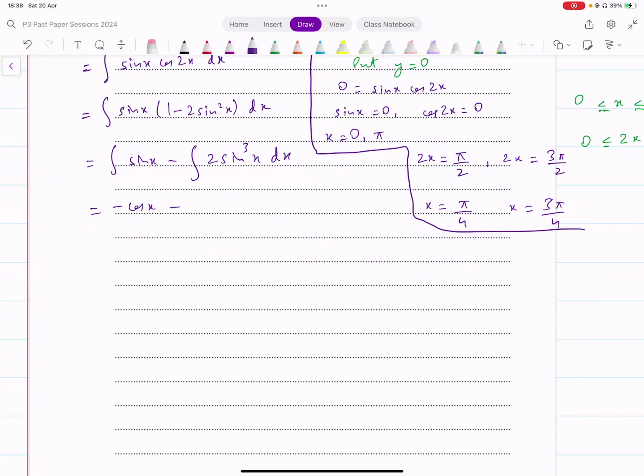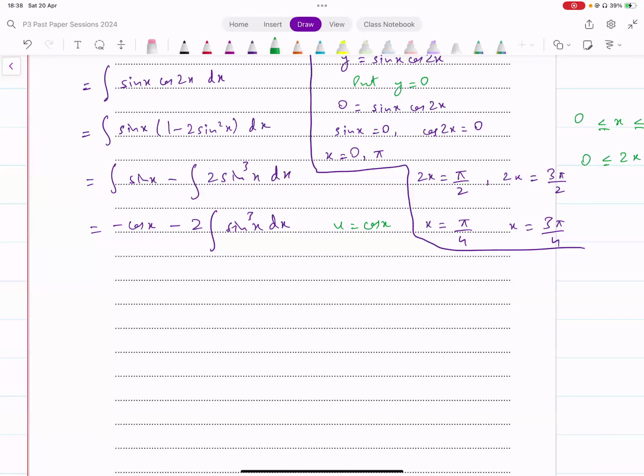And what about this now? Minus 2 into integration of sine cube x with respect to x. For this, you can use the substitution u equals cos of x. For sine cube, you use the substitution u equals cos x. For cos cube, you use the substitution u equals sine x. All right. Then just give me a minute. Let me just get done with this quickly.